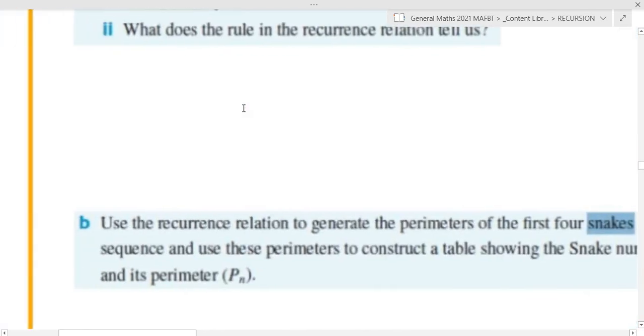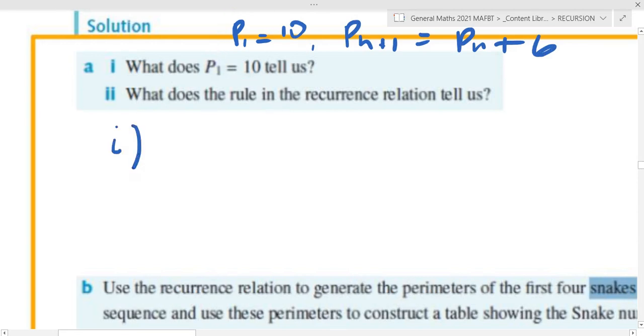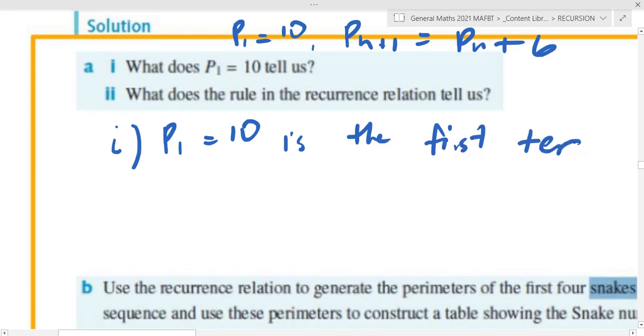Okay, so I'm going to answer that here. I should have used the space that I provided here for you guys, so let's answer this here. If you look at the recurrence relation, guys, it was P1 equals 10, and then Pn plus 1 is equal to Pn plus 6. So if you look at P1 equals 10, what does that mean? It's the first term, good. P1 equals 10 is the first term. That's all it is. It just means that's the first number in the sequence.